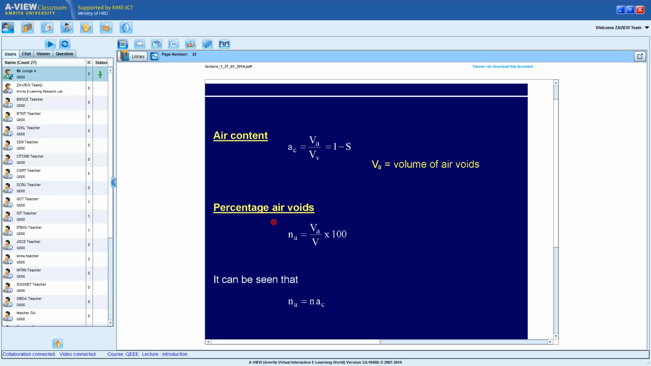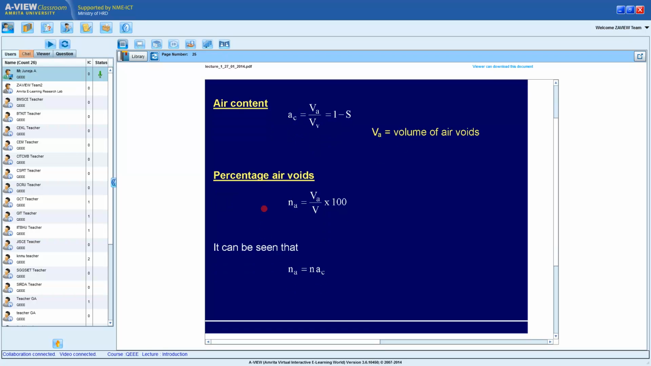The next thing is percentage air voids. Percentage air voids equals volume of air divided by total volume, and if I multiply by 100, it becomes percentage air voids. Usually this term is not well used in our engineering practice. At the most, you will be more comfortable with usage of air content. But nonetheless, it's a good idea to know what percentage air voids is: volume of air divided by total volume, and if I multiply by 100, it becomes percent.